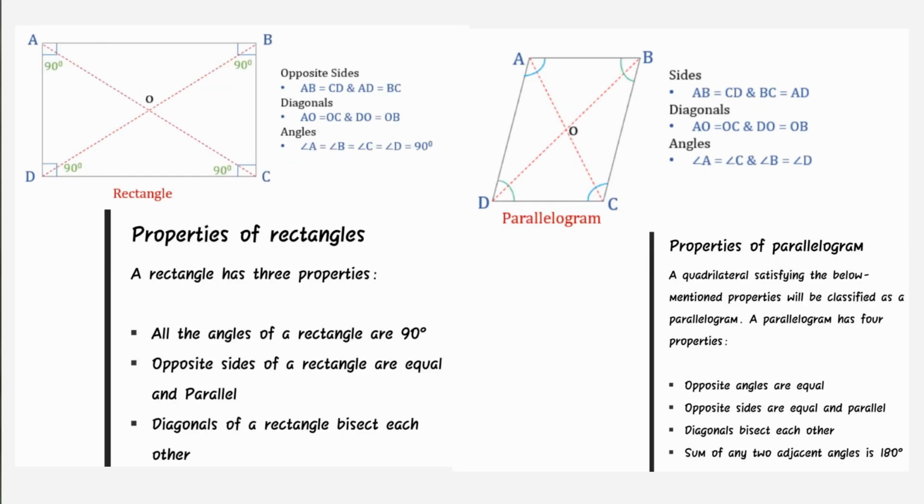Similarly, for two opposite sides to be equal, we cannot directly jump to the conclusion that it's definitely a rectangle, because it may very well be a parallelogram. So in order to take the decision, we'll have to find the diagonals. If the diagonals are equal, then we can for sure say that it is a rectangle. And if the diagonals are not equal, then we can for sure say that it is a parallelogram.